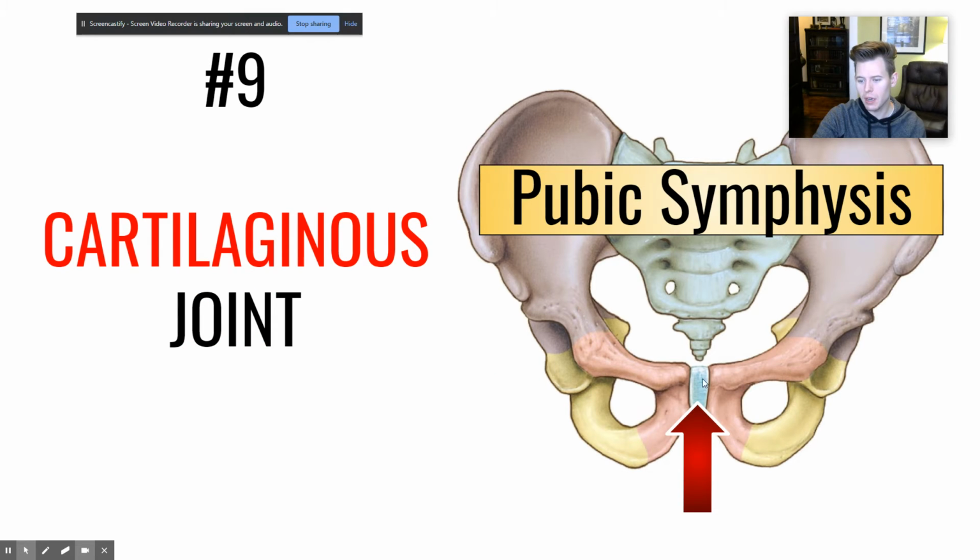At the base of the pelvis, where the two halves come together, there is a cartilaginous joint. It is called your pubic symphysis. So it's held together by this joint.